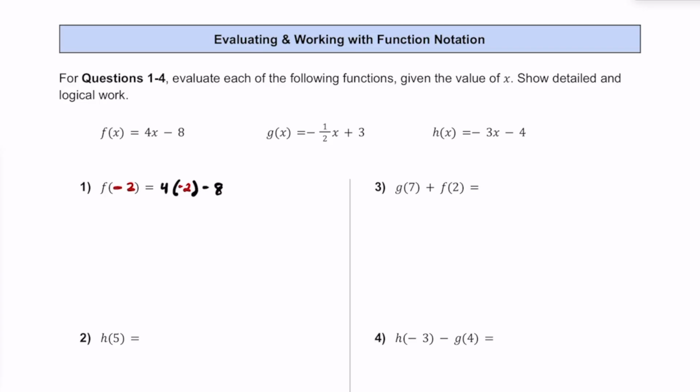Now, let's just use the order of operations. 4 times negative 2 is going to be negative 8. We have negative 8 minus 8, and that's going to be equal to negative 16. So f of negative 2 is going to be equal to negative 16 for number 1.